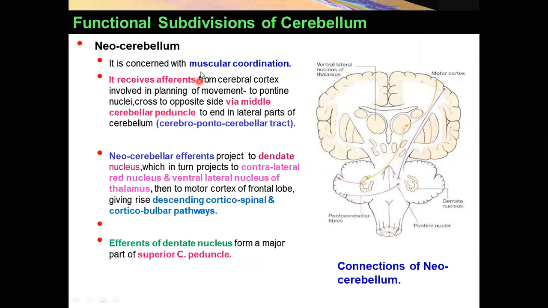Okay, the neocerebellum is concerned with muscular coordination. It receives afferents from the cerebral cortex involved in planning of movement to pontine nuclei, which cross to the opposite side via the middle cerebellar peduncle to end in lateral parts of the cerebellum. This is called the cerebropontocerebellar tract. Let's look at here. Cerebropontocerebellar tract. And there are the neocerebellar efferents, which project to the dentate nucleus, which in turn projects to the contralateral red nucleus, then the motor cortex of the frontal lobe, giving rise to descending corticospinal and corticobulbar pathways. The efferents of the dentate nucleus form a major part of the superior cerebellar peduncle.